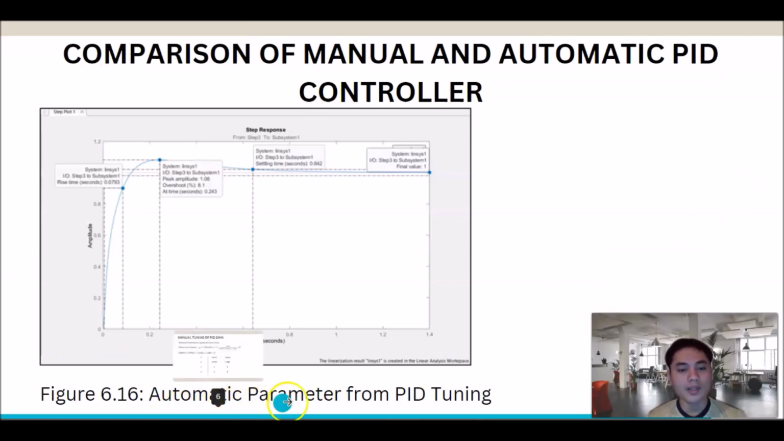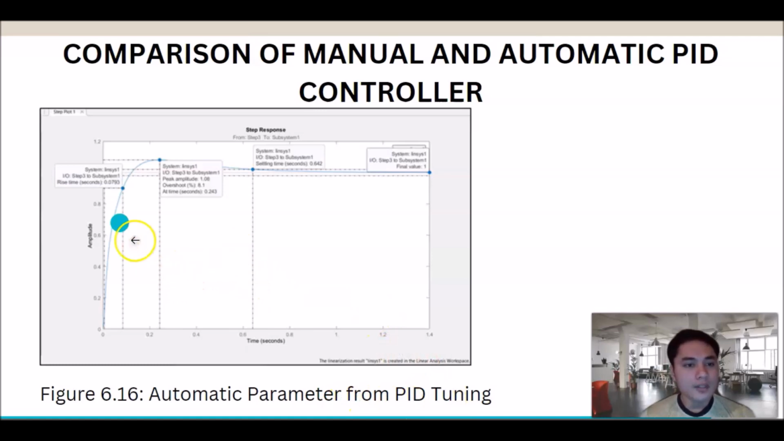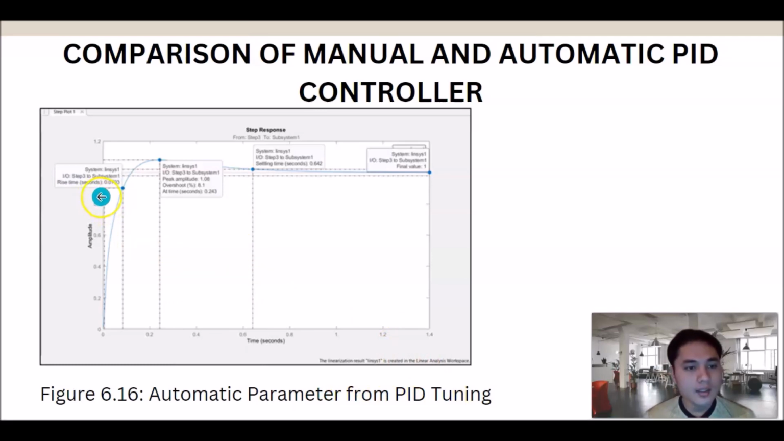Now is automatic parameter from PID tuning. So from the start, we can see that the rise time is 0.0793. It rises until time 0.243. Overshoot is 8.1%. The peak amplitude is 1.08. So continuing to second 0.642. Finally, the final value is 1.